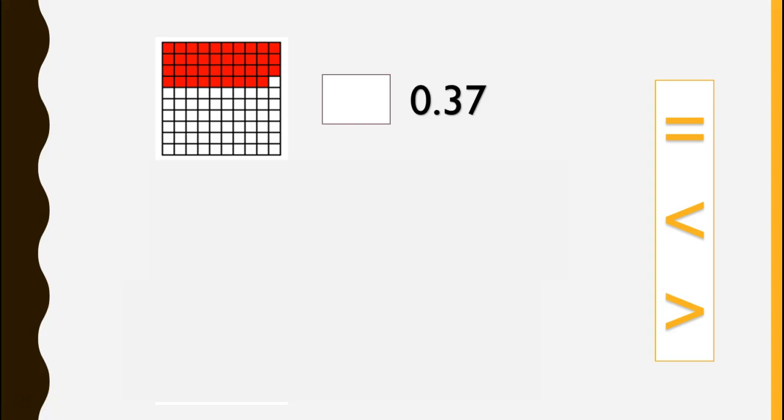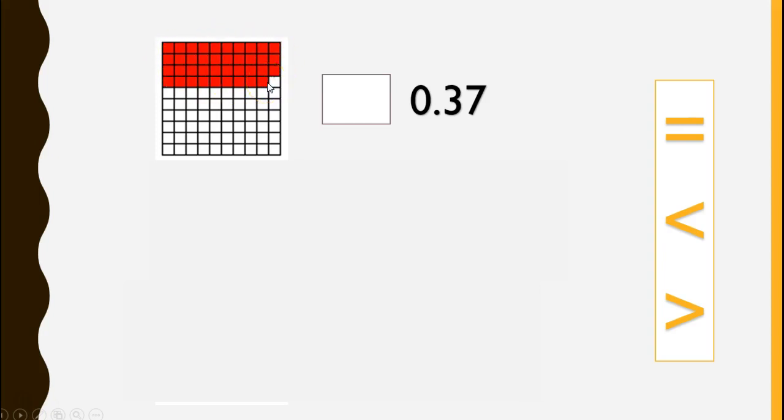Okay, so next we're going to take a look at a model. Remember these? We learned how to do this. So how many pieces is this square cut into? There's 100 pieces. So if you were to write a fraction, you would have 100 on the bottom. And then how many pieces are red?